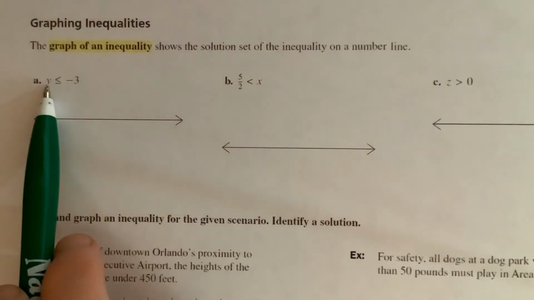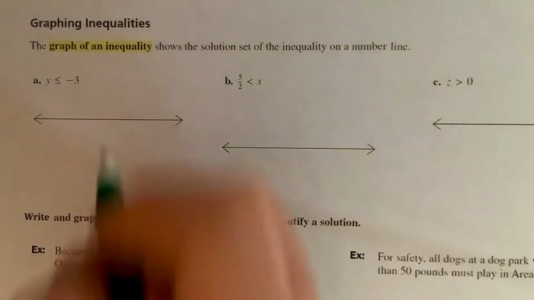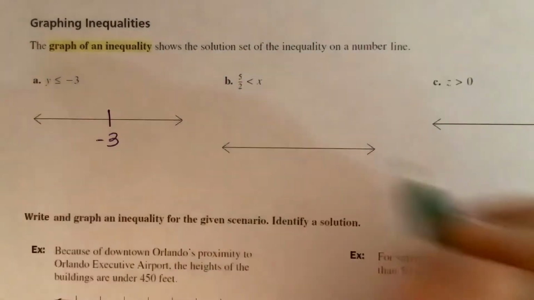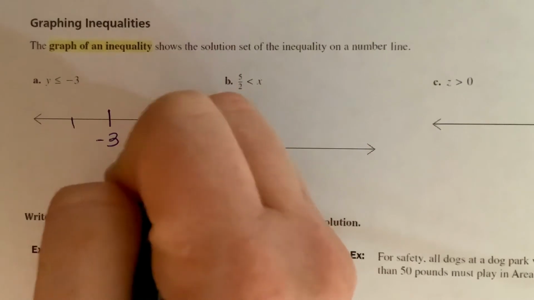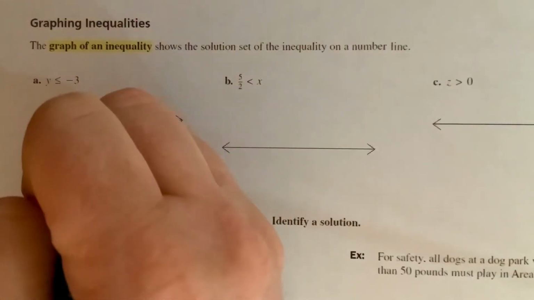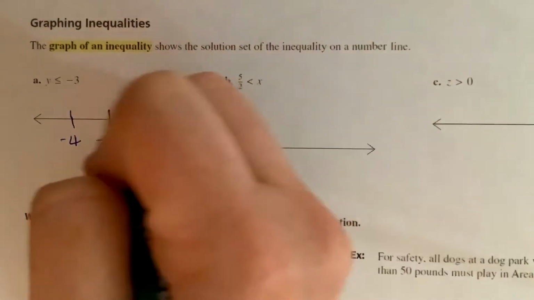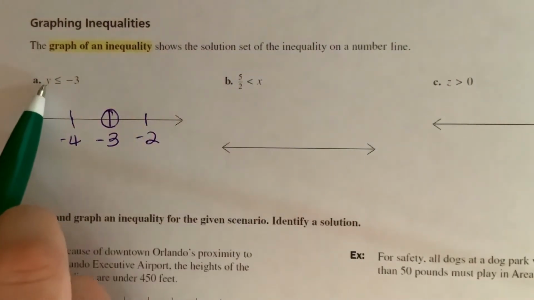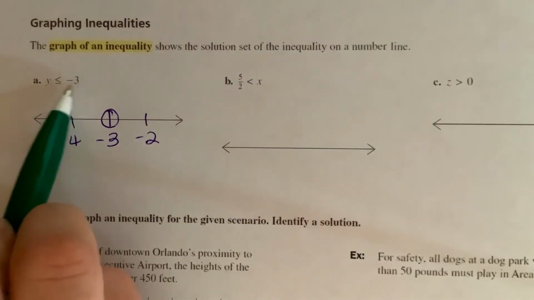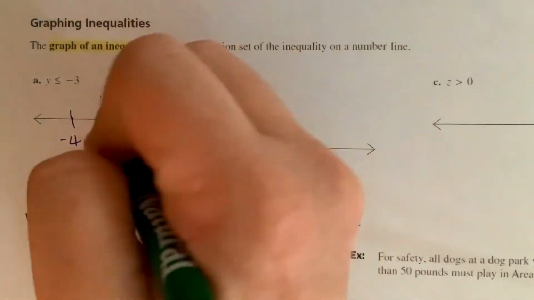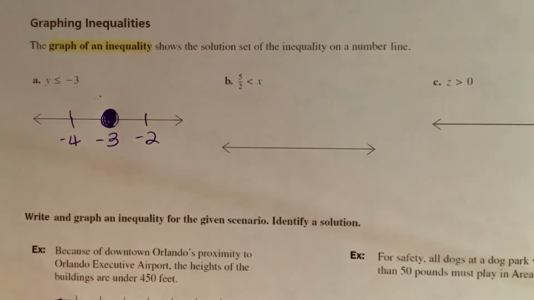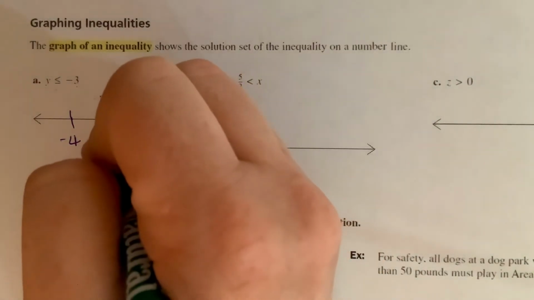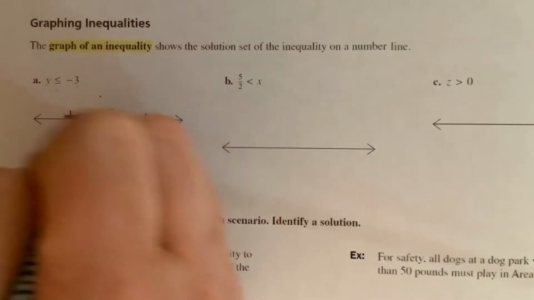So we've got y is less than or equal to -3. I'm going to put -3 right here in the middle of my number line. If you want to go up 1 and down 1, you can. -2 is up 1, -4 is down 1. I'm going to put my bubble here. Now, y is less than or equal to -3. It could be -3, so I shade this in. And then I'm going to shade in everything less than -3.